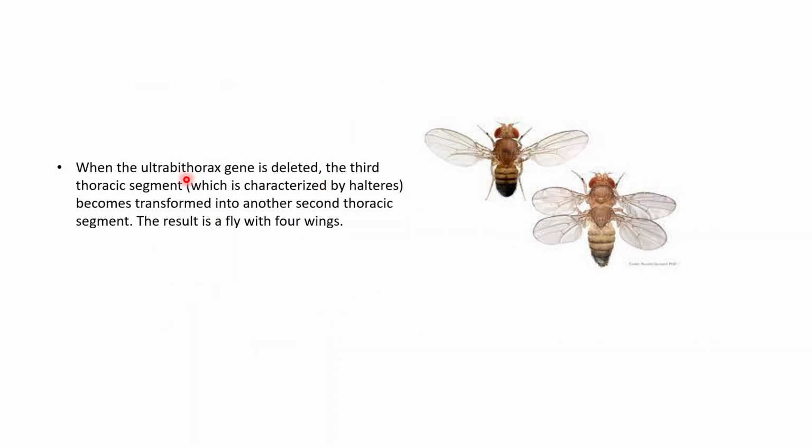So when the ultrabithorax gene is deleted, the third thoracic segment, characterized by halteres, becomes transformed into another second thoracic segment. The result is a fly with 4 wings. So the T3 will convert into T2 due to expression of antennapedia and absence of ultrabithorax. So it will have 2 more wings and 2 more legs, which was earlier T3 where we had halteres, right? So we have 6 legs and 4 wings. That will be the phenotype.